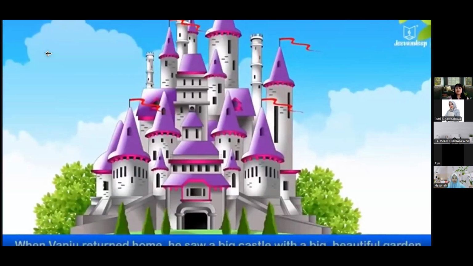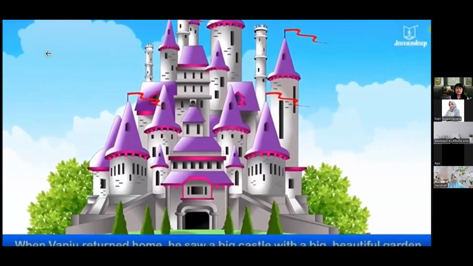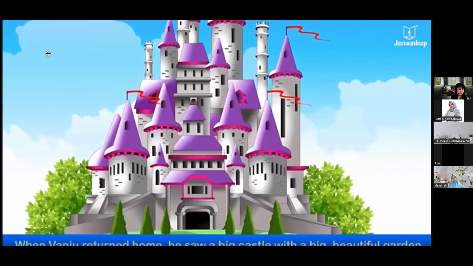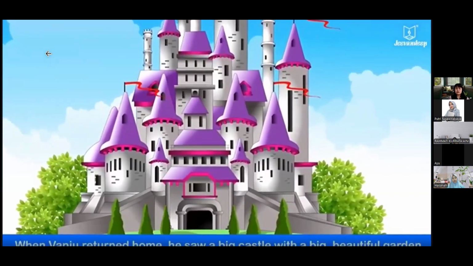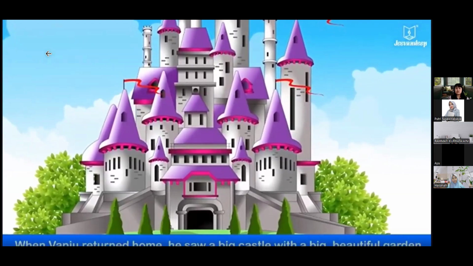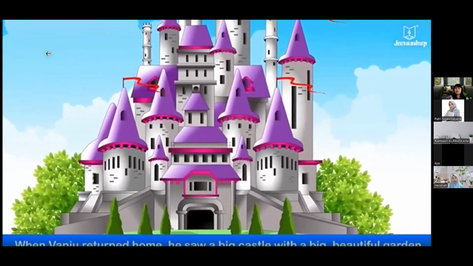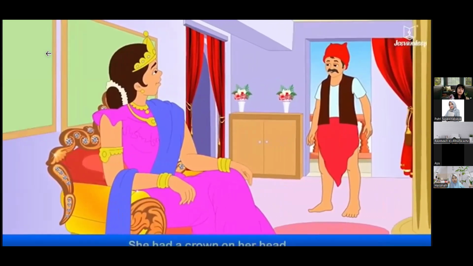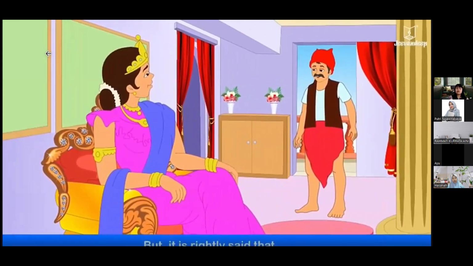When Banju returned home, he saw a big castle with a big, beautiful garden. He saw his wife sitting on a throne made of gold and diamonds. She had a crown on her head. But it is rightly said that there is no end to one's greed. Vanita was not satisfied. Now she wanted the golden fish to be her slave. She asked Banju to go to the sea again.